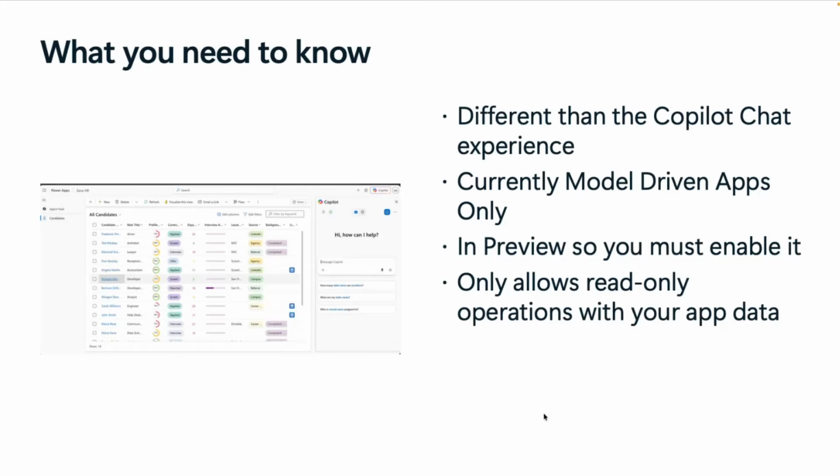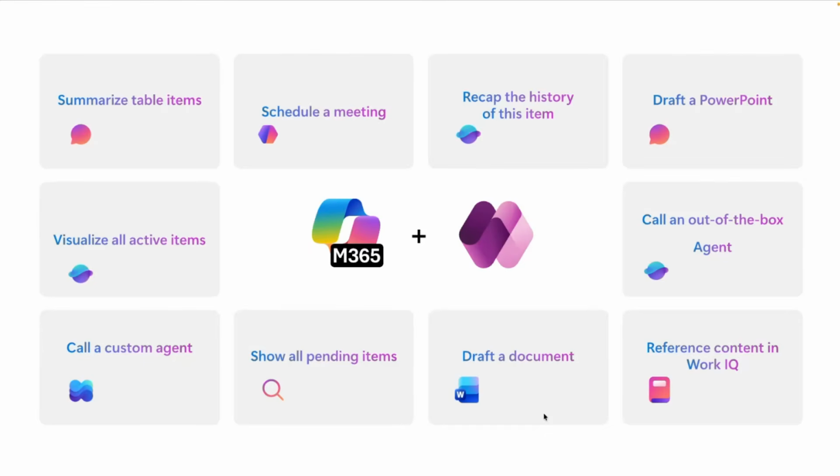With that out of the way, let's get into what are some of the things that we can do with this capability. It's cool, we have this integration, but how can I actually use it in my day-to-day? One, it's to just summarize information. It can have the context of where you are in your application. So if you're on a view of all of your items, you can do things like summarizing the table items. You can see a recap history of a selected item that you're in. You can even have it perform actions for you.